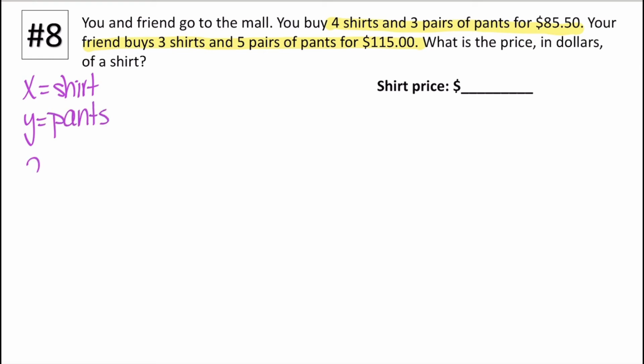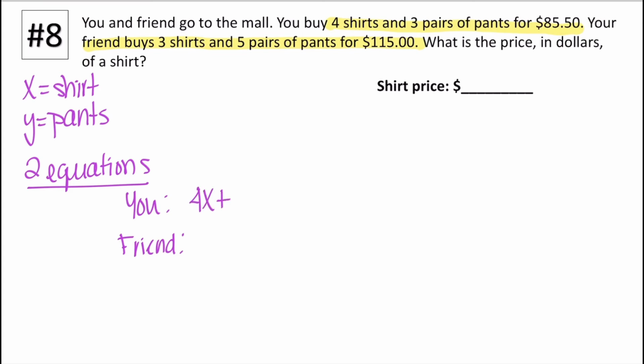So remember, in a system, we'll always have 2 equations that describe 2 different situations. So we have what you buy, and we have what your friend buys. So you buy 4 shirts, so we have 4x plus 3y, which equals 85.50. Then we have what your friend buys. Your friend buys 3 shirts and 5 pants for $115. So now it wants us to find the shirt price, right?